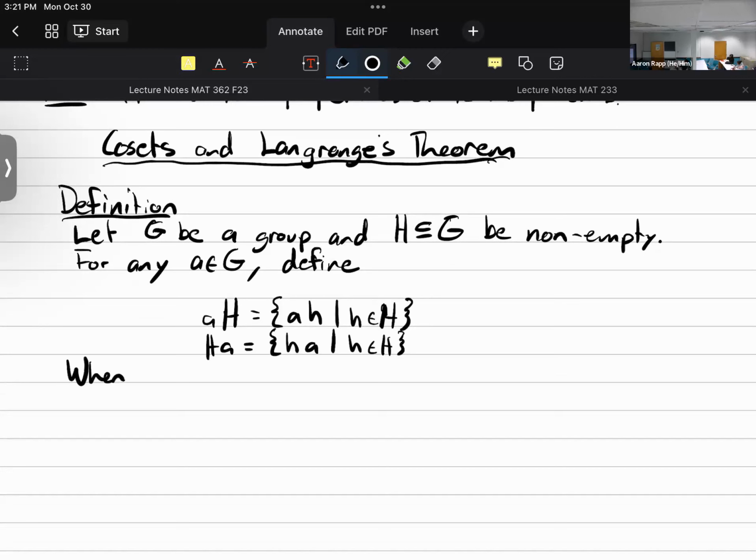Now here's the important thing. I can define these sets over anything, but they're going to be more particular, and I should have been more careful with using the term coset, because these will create what we call cosets, but only when that set H does actually form a subgroup of G.